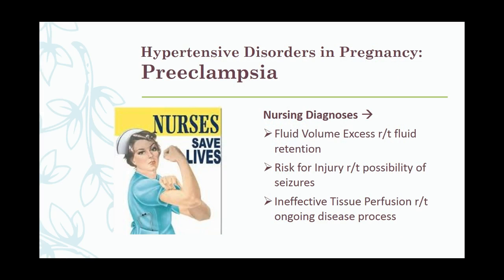So, what are a few nursing diagnoses relating to preeclampsia? Fluid volume excess because of fluid retention, risk for injury because of the possibility of seizures, and ineffective tissue perfusion because of the ongoing disease process. All ones that you should think about, but there are several others.